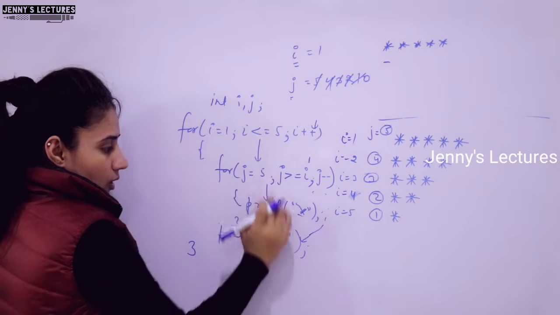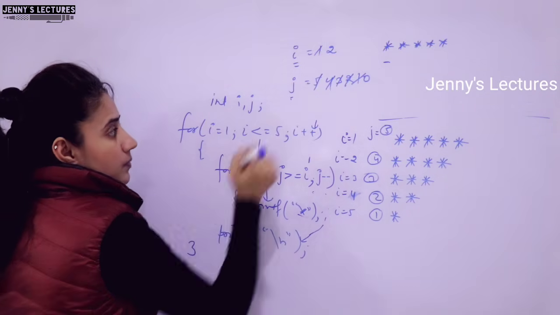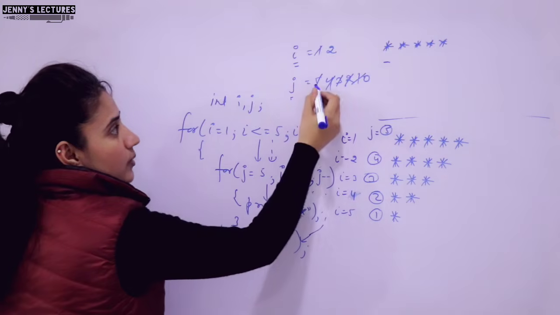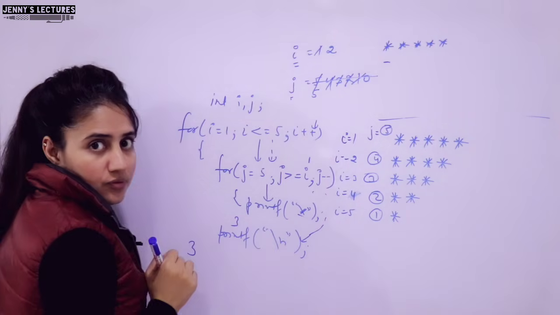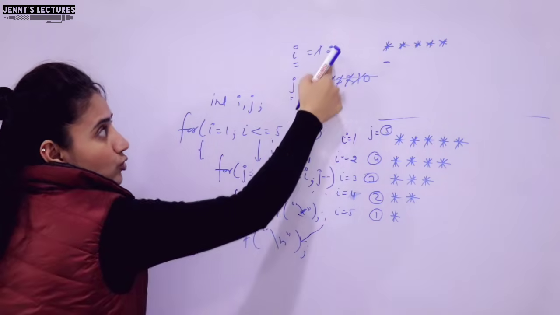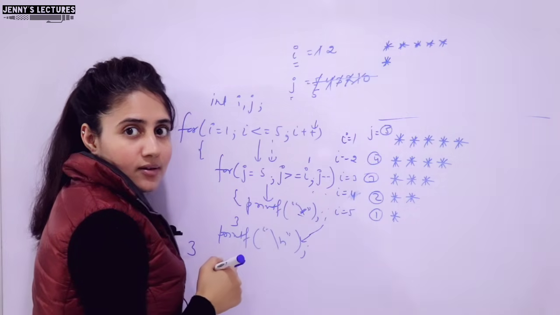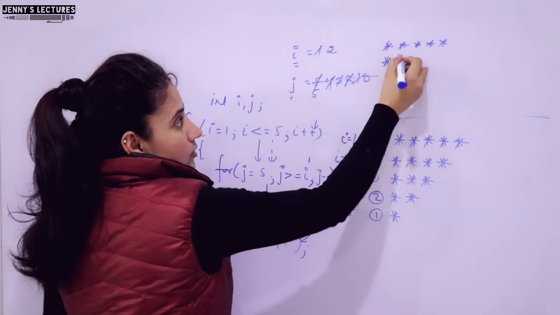We are out of the inner loop now. Now I plus plus, I becomes 2. Condition true? Yes. We are going to enter again. Now j is initialized again with 5. Is 5 greater than or equal to 2? Yes, the condition is true, so print a star. Right? So I hope you got the working now.